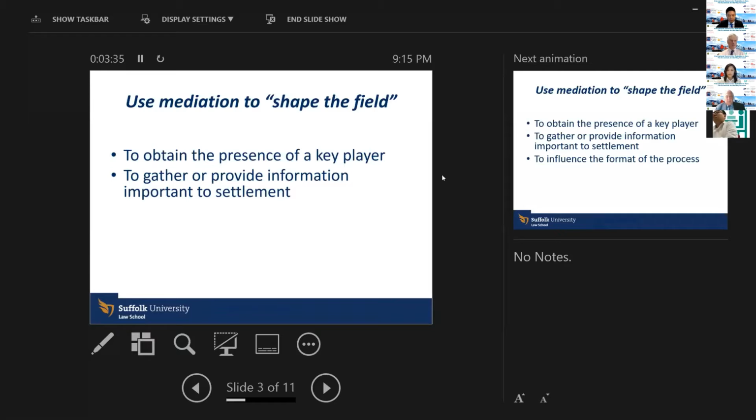Sometimes they need information. A lawyer for the defense needs information to persuade his insurer to provide enough money to settle the case. A lawyer for the plaintiff may not understand the defenses or need key expert information. Again, they're more willing to do it in the context of mediation. You can influence the format of the process. We won't have much time today to talk about format, but you can influence it, I think, in important ways.